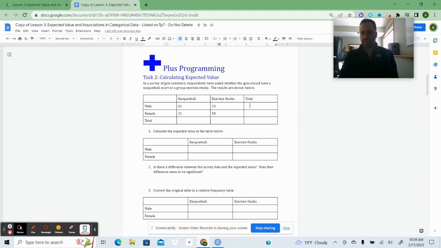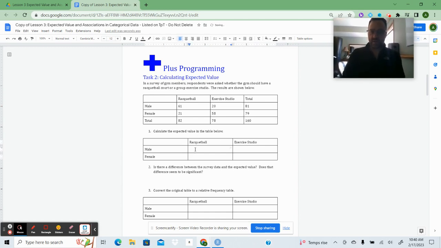So here you would get your row totals. So 61 plus 20. Oftentimes in a table, these columns aren't even made, so you'll have to make them. So 61 plus 20 is going to equal 81. And then here, 21 plus 58 is going to equal 79. And then here, 61 plus 21 is going to equal 82. And then here, 20 plus 58 is going to equal 78. Then if I add these, 81 plus 79 gives us 160.